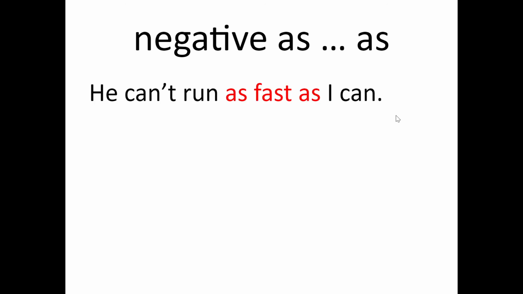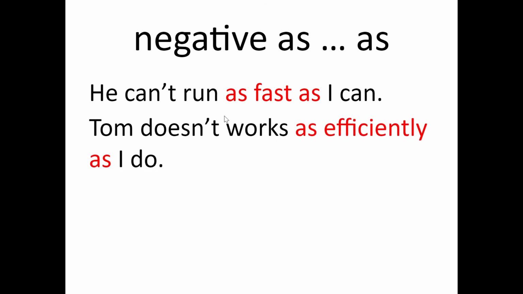A negative phrase using as, you would put the negative marker on the main verb or on the auxiliary for the main verb. So he can't run as fast as I can. And here there's no just. You would usually get rid of the just. He can't run as fast as I can. Tom doesn't work as efficiently as I do. Sorry, there's a mistake there. Should be no S. My mistake. Tom doesn't work, with no S, as efficiently as I do.